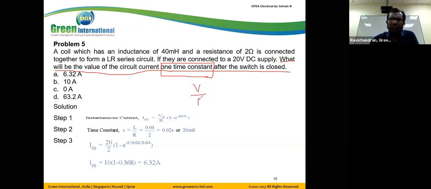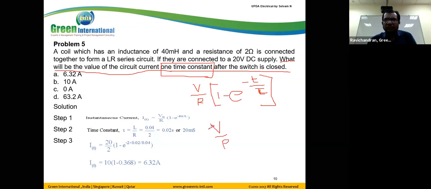I = V by R times (1 minus e to the power of minus t by tau). This is the formula. So tau is equal to 1 time constant, they say. So tau is equal to 1. At tau equal to one time constant, what is the value they ask?